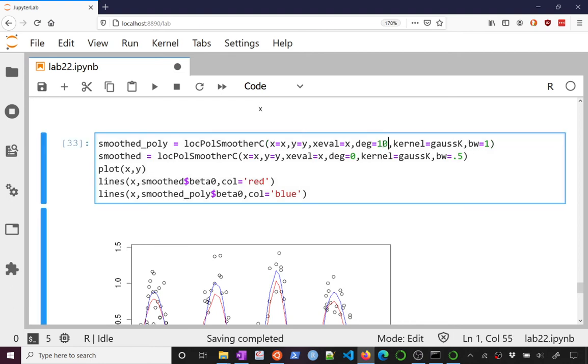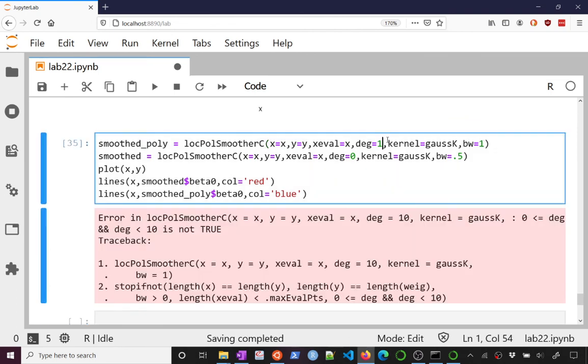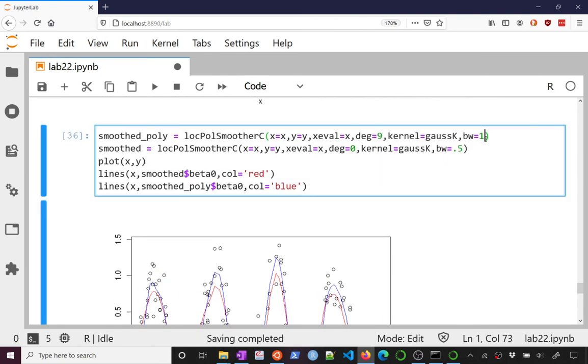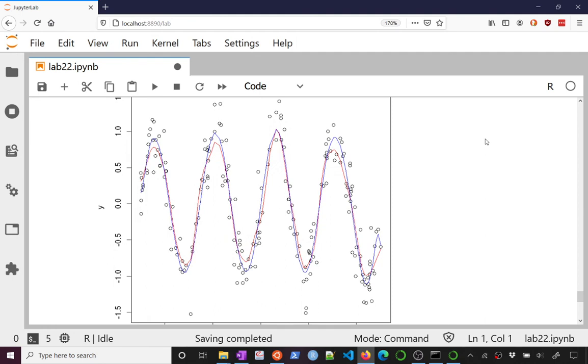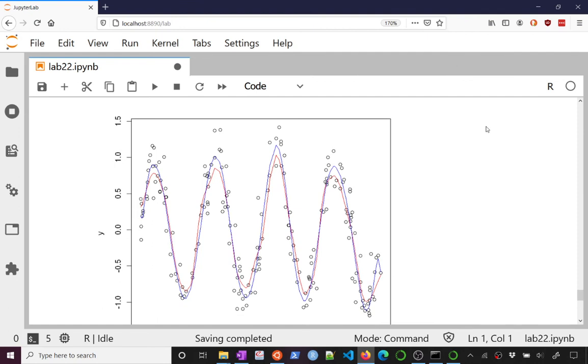If I have a 10th degree polynomial, I can't go for a 10th degree, it's going to yell at me, but you can go for something higher and increase my bandwidth. So you can see there's a lot of degrees of freedom here to play with, and these are things that would need to be tuned. So that's the skinny on this. I believe here there is a built-in way to do some cross-validation to choose the best bandwidth.